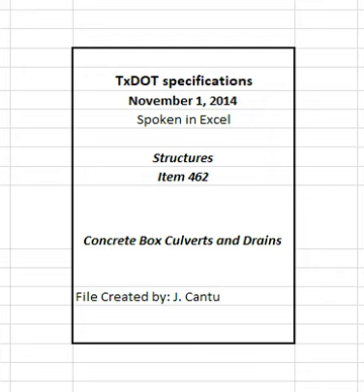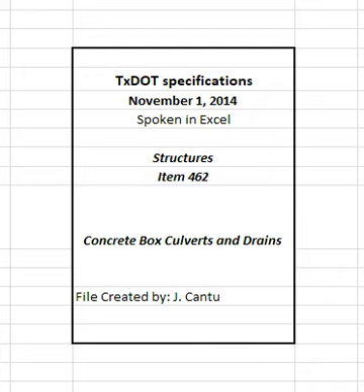Item 462. Concrete box culverts and drains. 1. Description. Furnish, construct, and install concrete box culverts and drains. 2. Materials. 2.1 General. Furnish materials in accordance with the following.